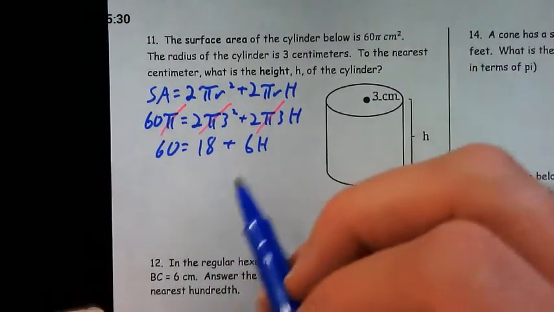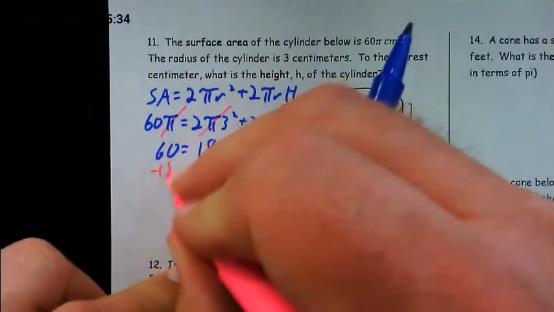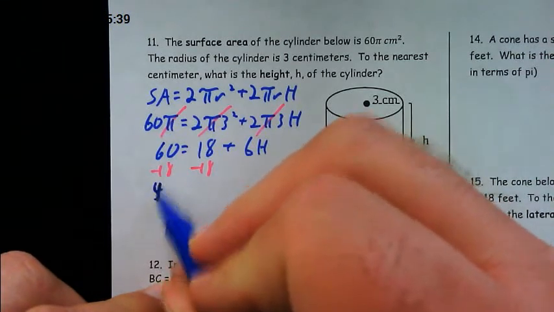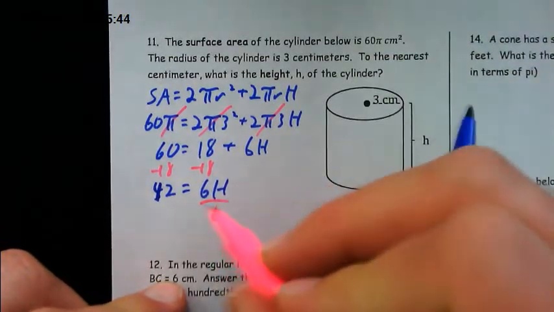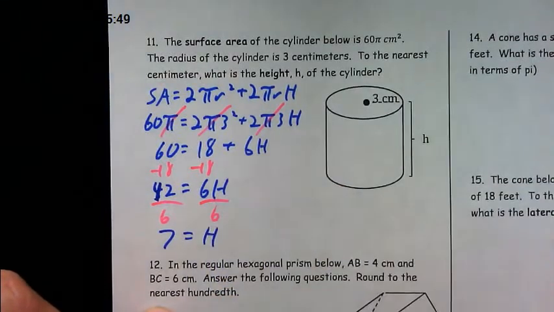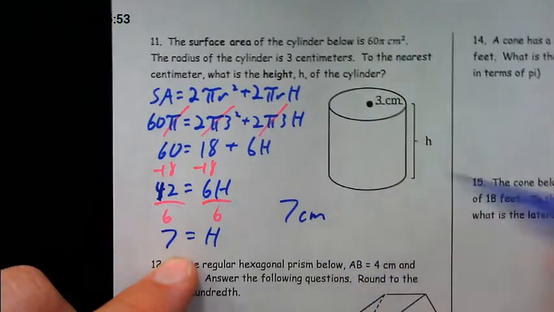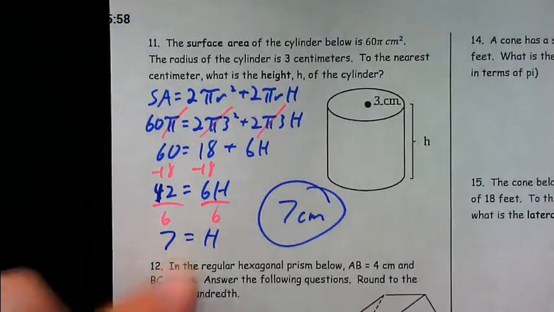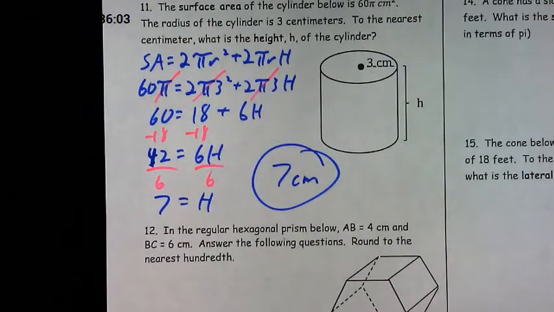All right. Now, the 18 we can go ahead and get rid of by subtracting it. So that gives us 42 equals 6h. So divide by 6, and our h is 7. Now, that answer is in what type of units? Is it just centimeters or centimeters squared? Just centimeters. Again, it's a single dimensional measurement, a distance, so it's just going to be 7 centimeters.